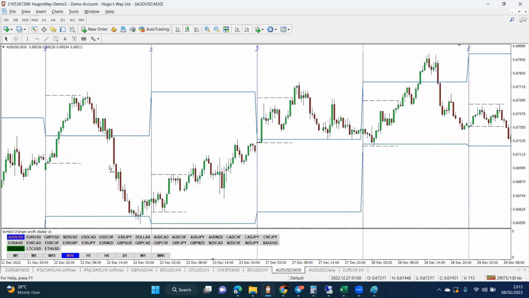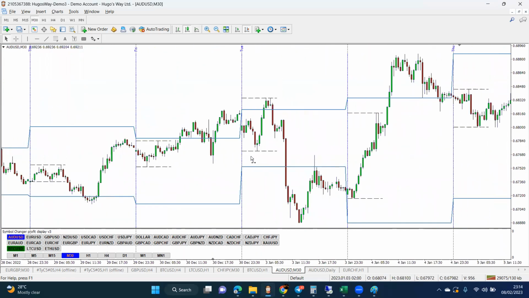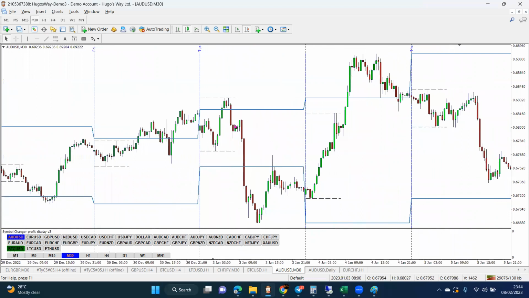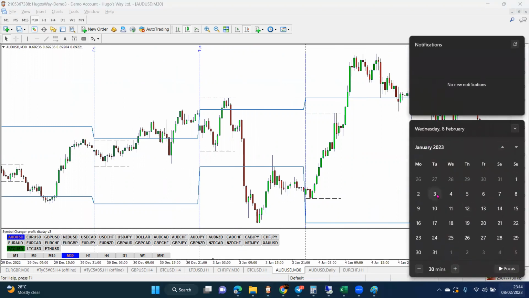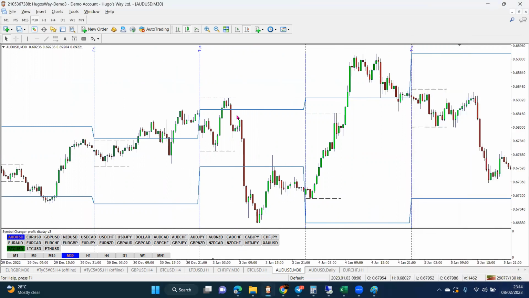So we're starting with January 3rd. And January the 3rd, remember, we are what on the daily? On the daily, we're bullish. So January the 3rd happens to be a Tuesday. Let's confirm, right? January the 3rd is a Tuesday right here.